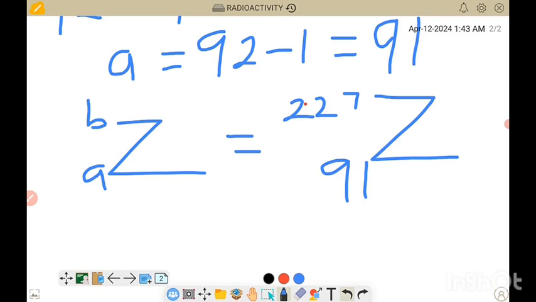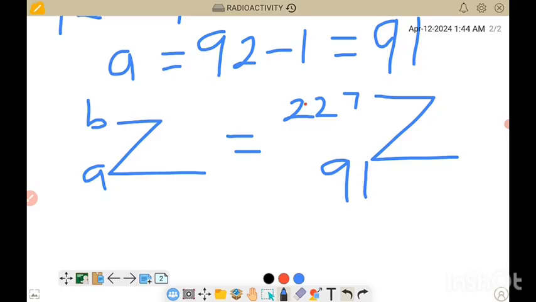And when an element emits an alpha particle, the mass number will reduce by 4, and the atomic number will reduce by 2 to form another element. When an element emits a beta particle, the mass number remains unchanged, while the atomic number will increase by 1. It will also form another element. But when an element emits gamma radiation, nothing will change in the element, because the mass number will still remain the way it is, and the atomic number remains the way it is.